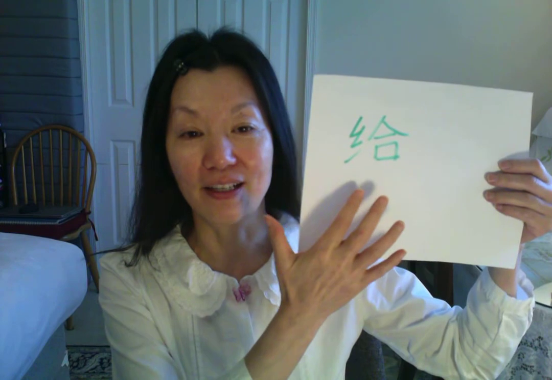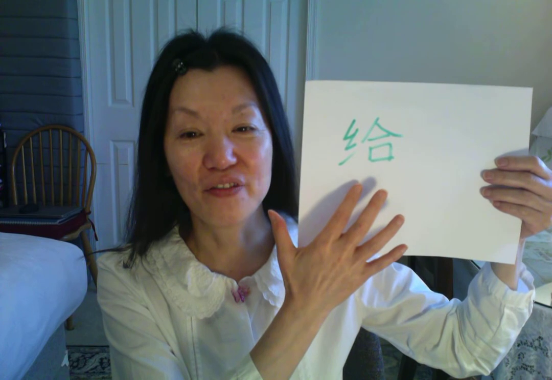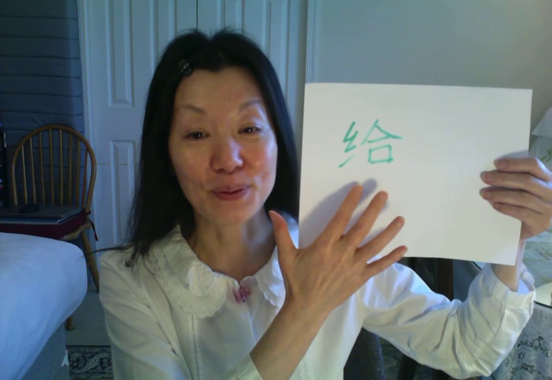The first one, what do we say? To, for, or give. To, for, or give in Chinese. Lesson 6, part 1, the vocabulary. This character, maybe you know that, right? Gei. To give, to, for. Okay, let's check the pinyin. You can see here, right? The third tone, gei. One more time, gei, okay.